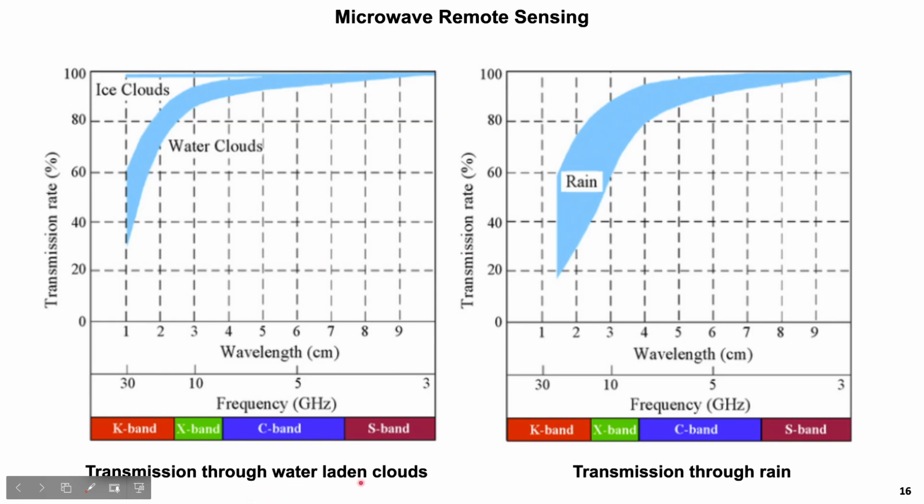So this is through water laden clouds. In case of rain, your K band has only 20 to 60 percent transmission rate, and as you move further away, you can see the C band has almost 80 to 100% transmission, so we will be able to make use of that information. If it is L band, it will be almost 100% transmission.